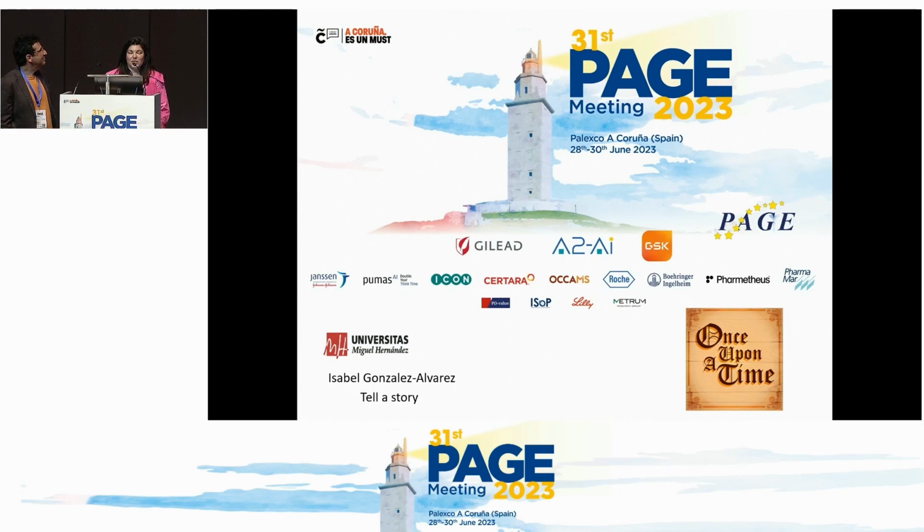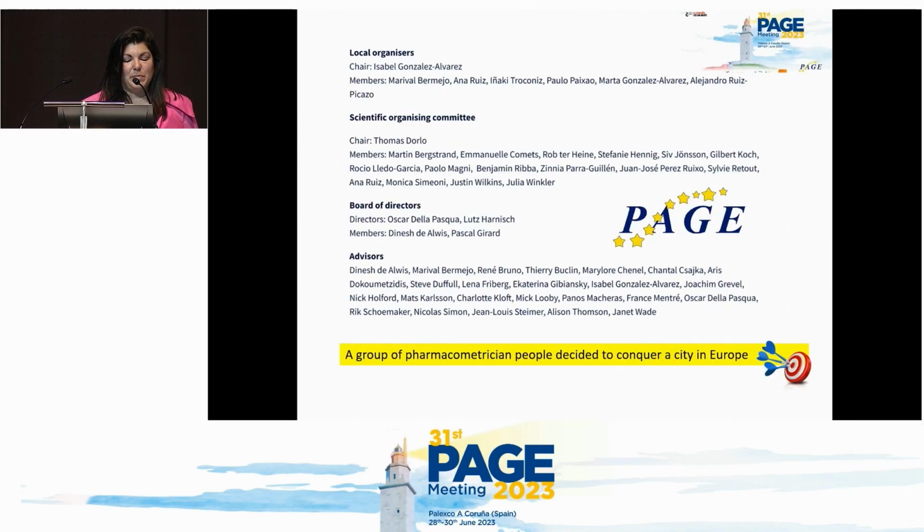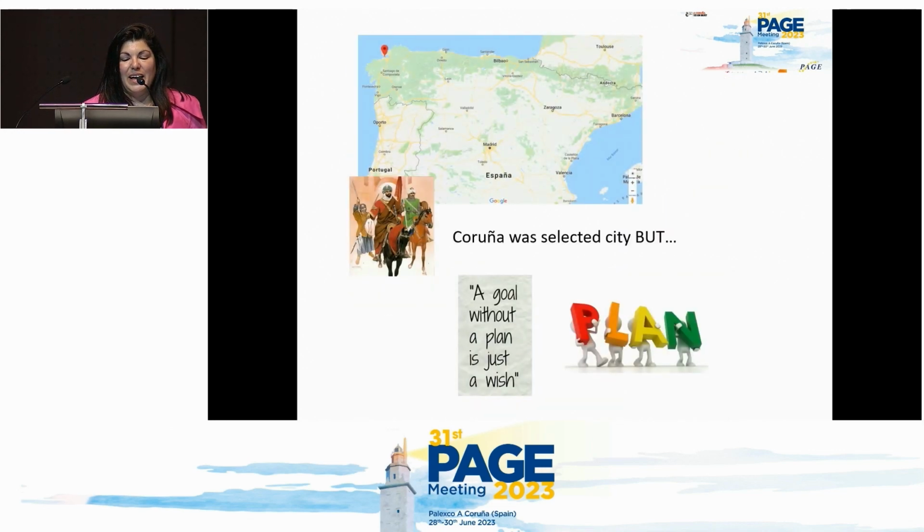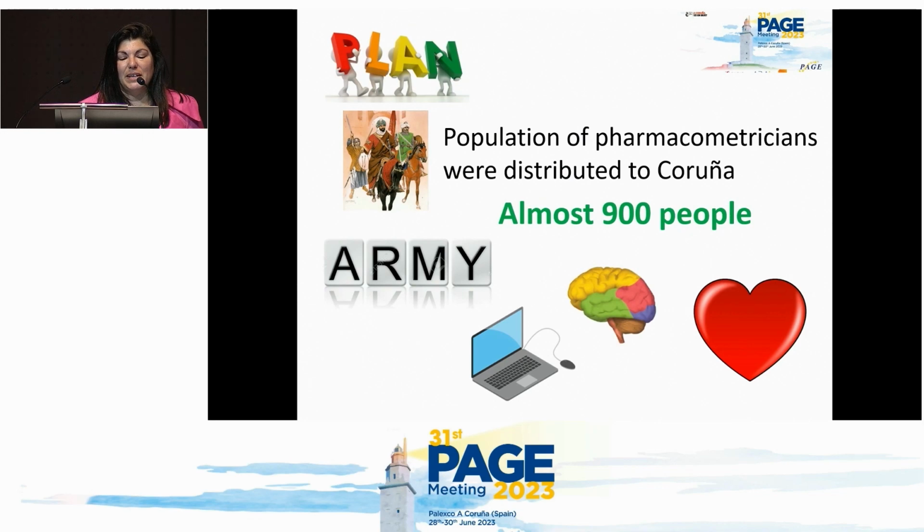So now we want to tell a very little story. Once upon a time, a group of pharmacometrician people decided to conquer a city in Europe, and Coruña was the selected city. But a goal without a plan is just a wish, so we have to have a plan. Population of pharmacometricians were distributed to Coruña, and almost 900 people arrived here. They brought computers, knowledge, and a real passion for science.